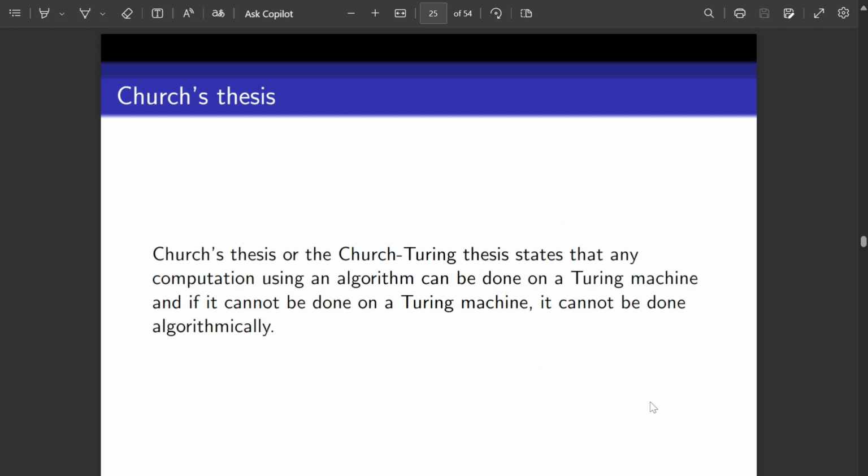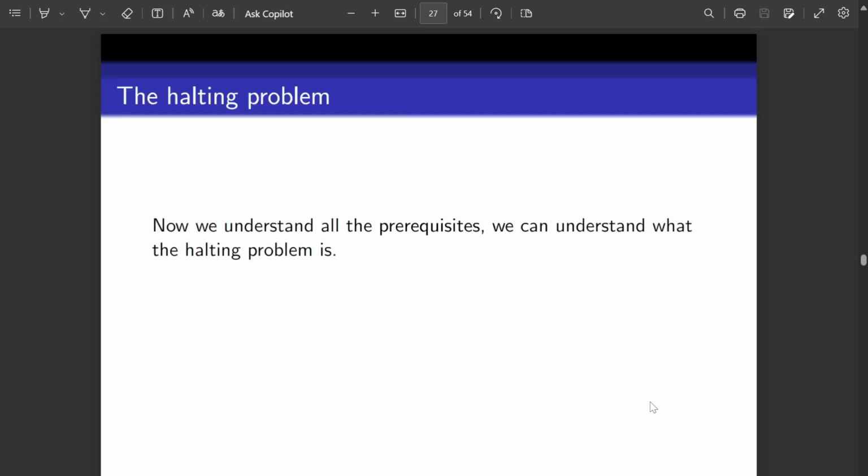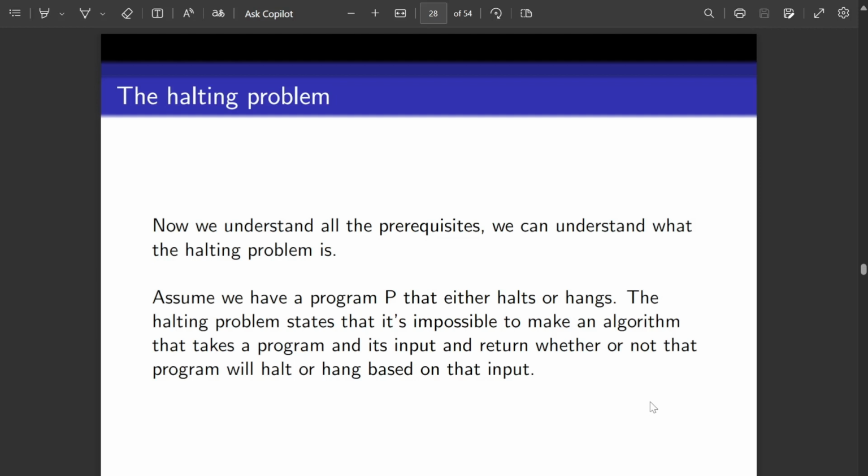So Church's thesis, or the Church-Turing thesis, states that any computation using an algorithm can be done on a Turing machine, and if it cannot be done on a Turing machine, it cannot be done algorithmically. Which leads us to the halting problem. The halting problem is an example of an undecidable problem, one that cannot be solved algorithmically. So now we understand all the prerequisites, we can understand what the halting problem is.